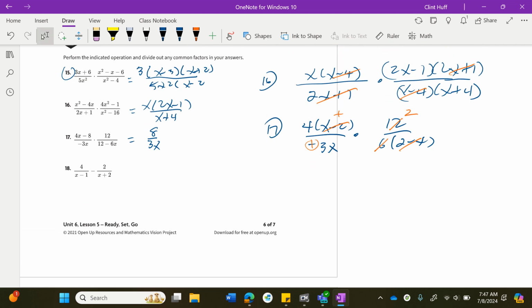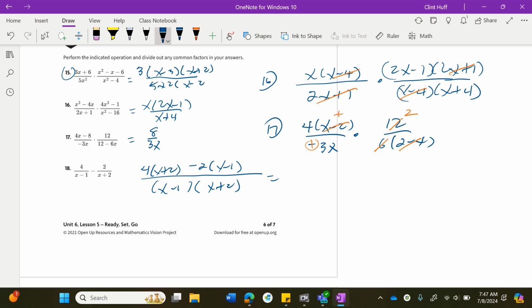Number 18, we have to get a common denominator, which I'll write a little more concisely. Here's my common denominator. These two factors are relatively prime. They have no common factors between them. So the 4 has to be multiplied by the missing factor in the common denominator, which is x plus 2. And the 2 has to get multiplied by the missing factor from the common denominator, which is x minus 1.